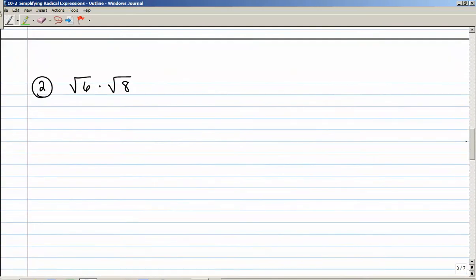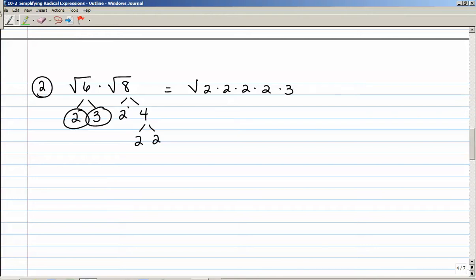Here's another example. The square root of 6 times the square root of 8. You could multiply those and do the square root of 48, or you can just factor tree each one of those. 6 is 2 and 3, 8 is 2 and 4, and 4 is 2 and 2. So that's going to give me the square root of, and I have 4 2's and a 3. And what I'm taking is only the prime numbers that are at the ends of these little branches here. Okay?